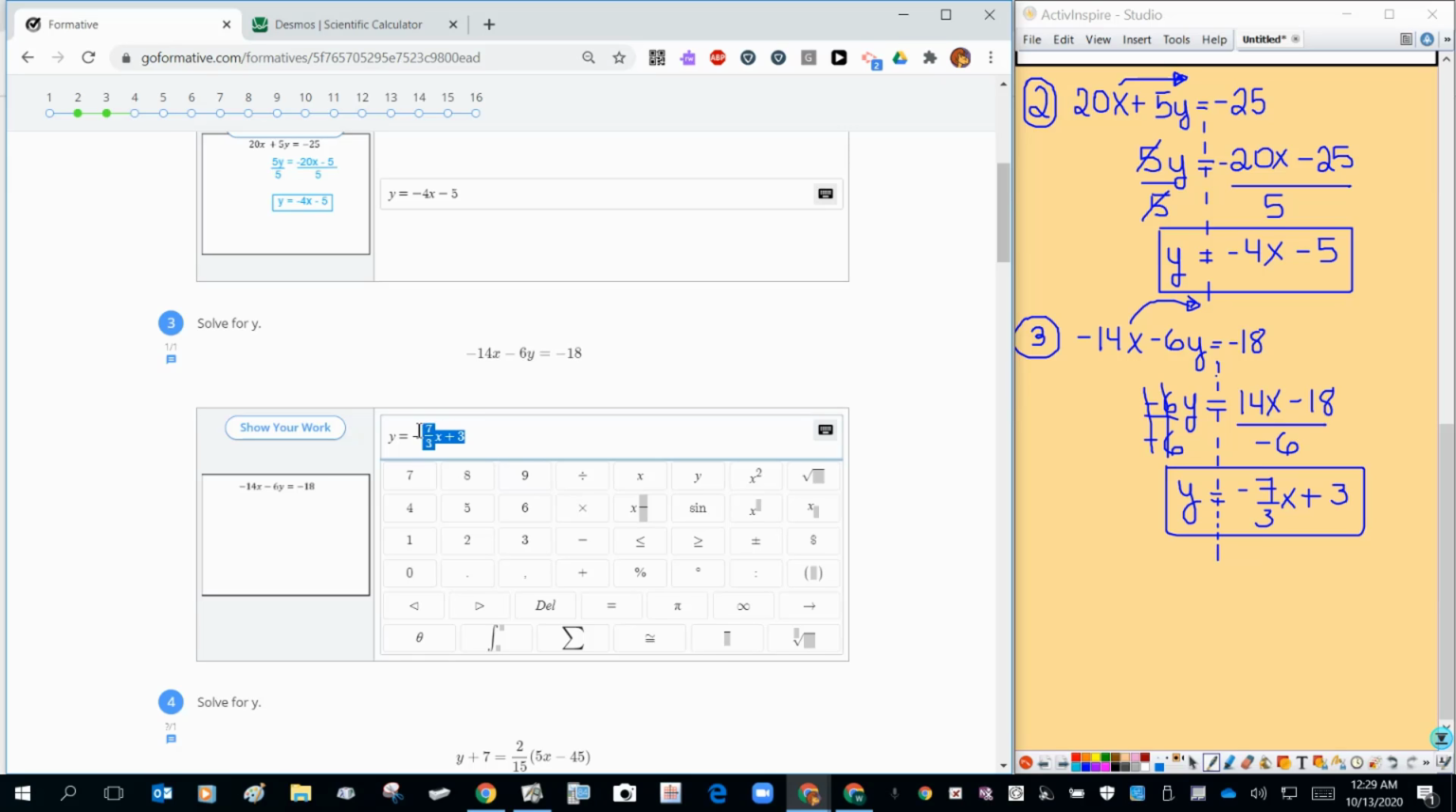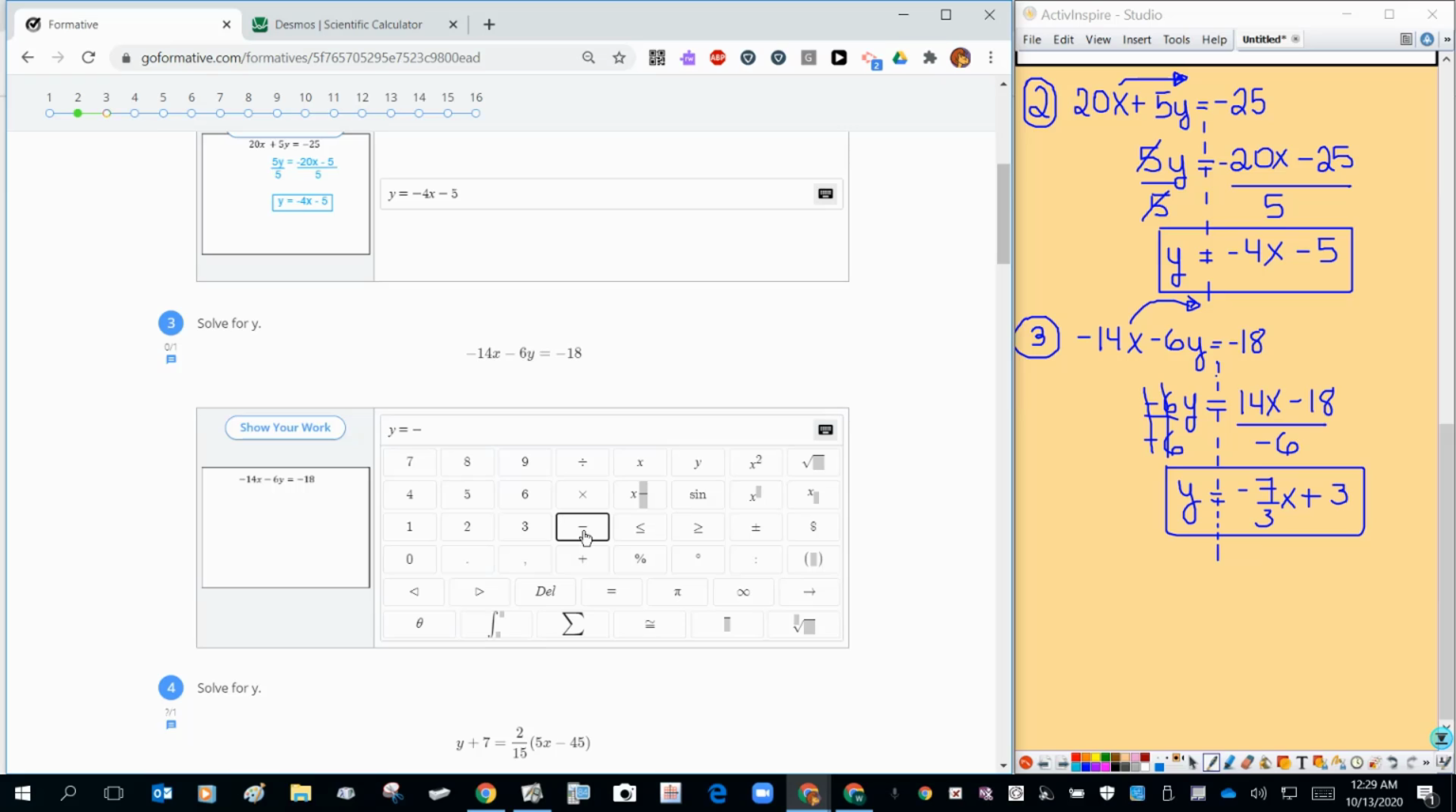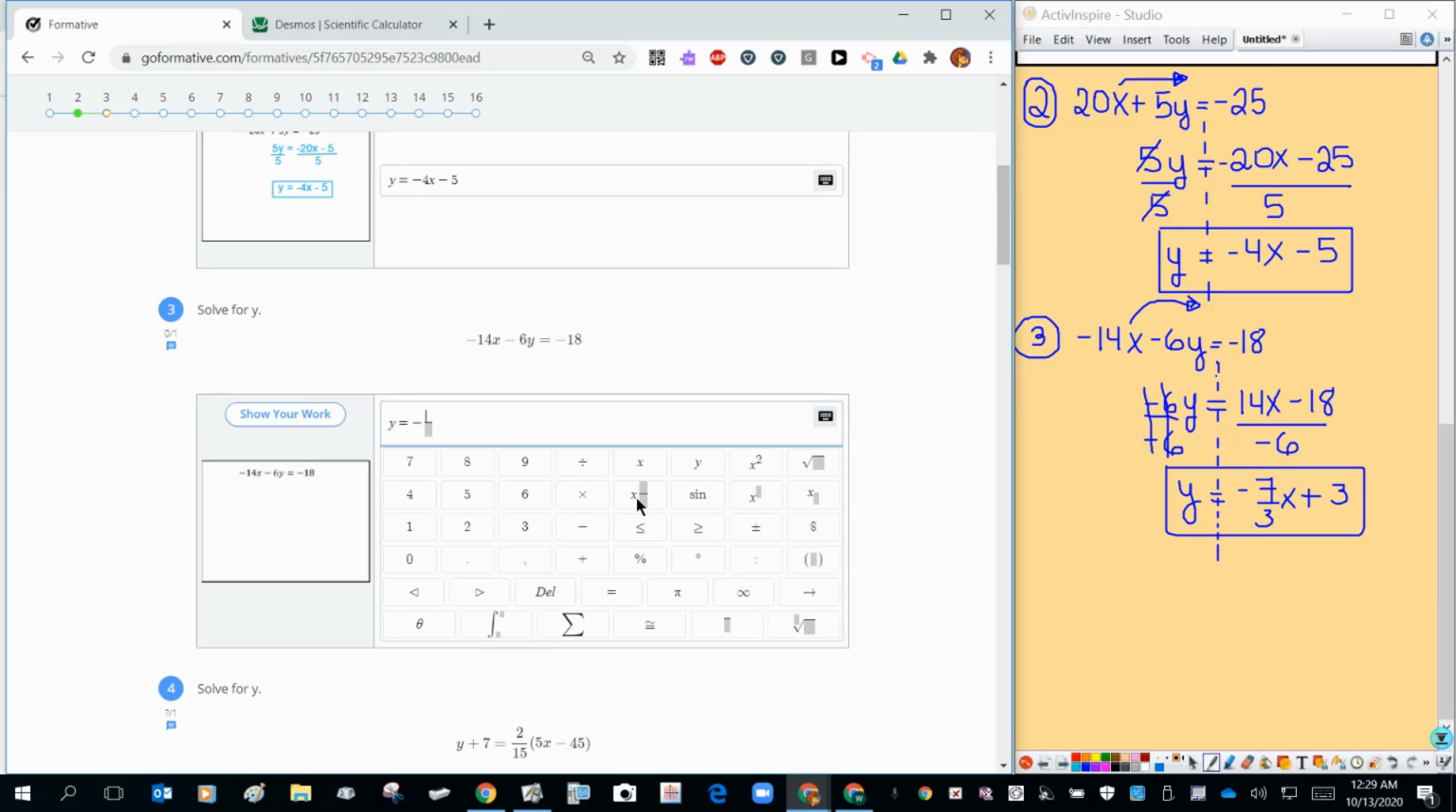So let me show it again. I'm going to write negative. You're going to click this button right here. It's going to give you a fraction. So you're going to click the number on top, 7, and you click there. Click the number on the bottom. Then click again, and then you want to write x, and then plus 3. If you notice, it gives us a green light, so that is correct.